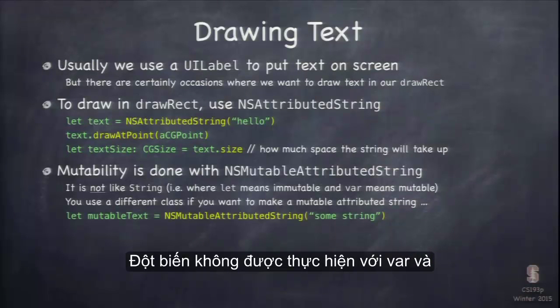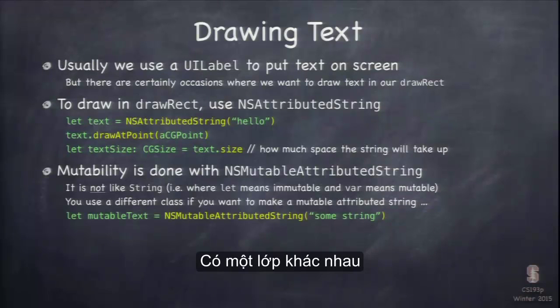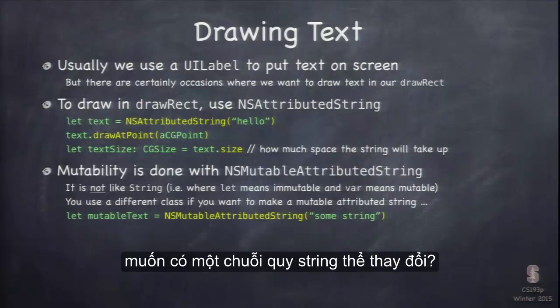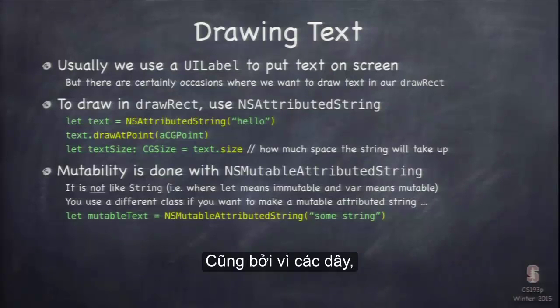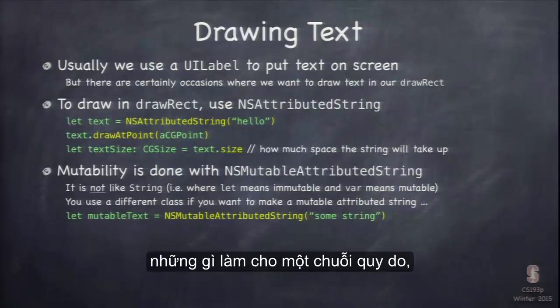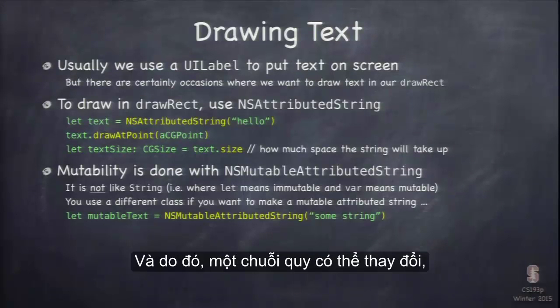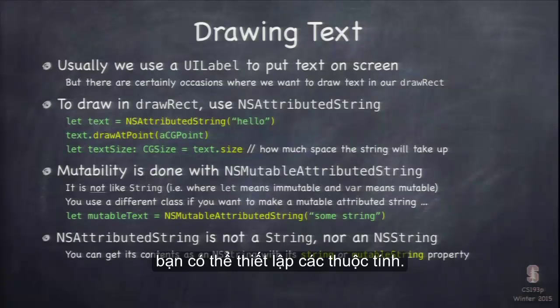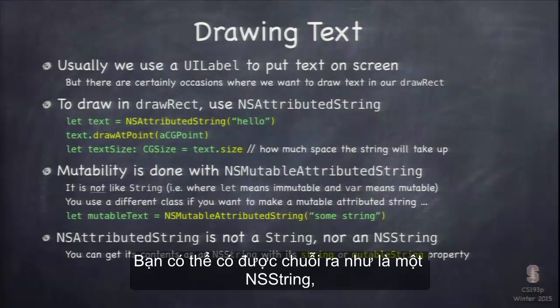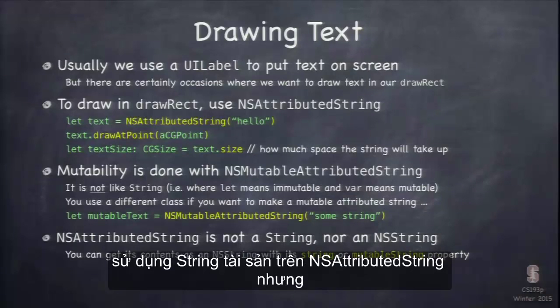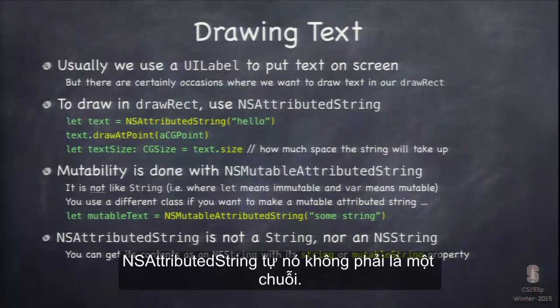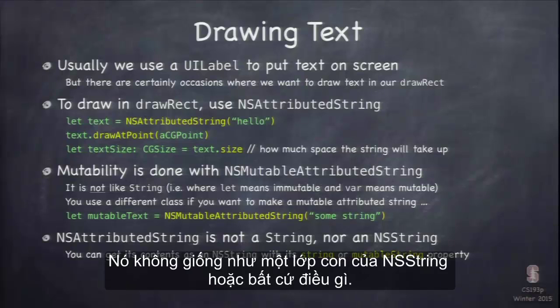Mutability is not done with var and let for NSAttributedString. There's a different class called NSMutableAttributedString. And why would you want a mutable attributed string? Well, because what makes an attributed string attributed is you can put attributes on the characters in this string. And so with a mutable attributed string, you can set the attributes. You can get the string out as an NSString using the string property on NSAttributedString, but NSAttributedString itself is not a string. It's not like a subclass of NSString or anything.